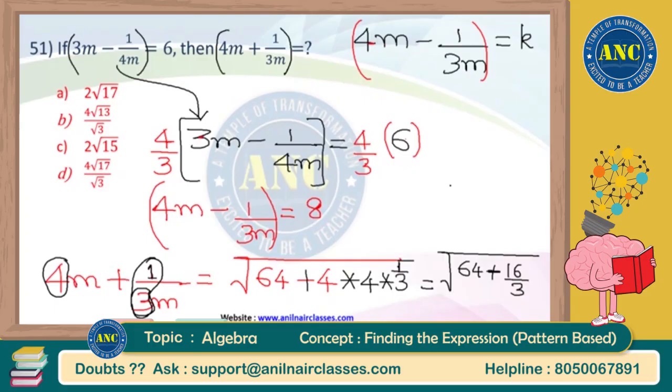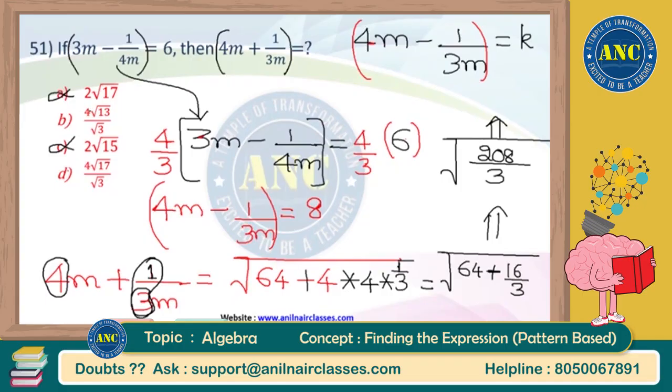64 into 3. If I take the LCM, let me write it here, sir. LCM is 3. So if I take that 3, 64 into 3 is 192 plus 16. It is 208. Square root of 208 whole divided by 3, but this can further be simplified. First thing you should understand is I will get square root of 3 in the denominator. So option A cannot be the right answer, option C cannot be the right answer. Either it should be option B or option D.